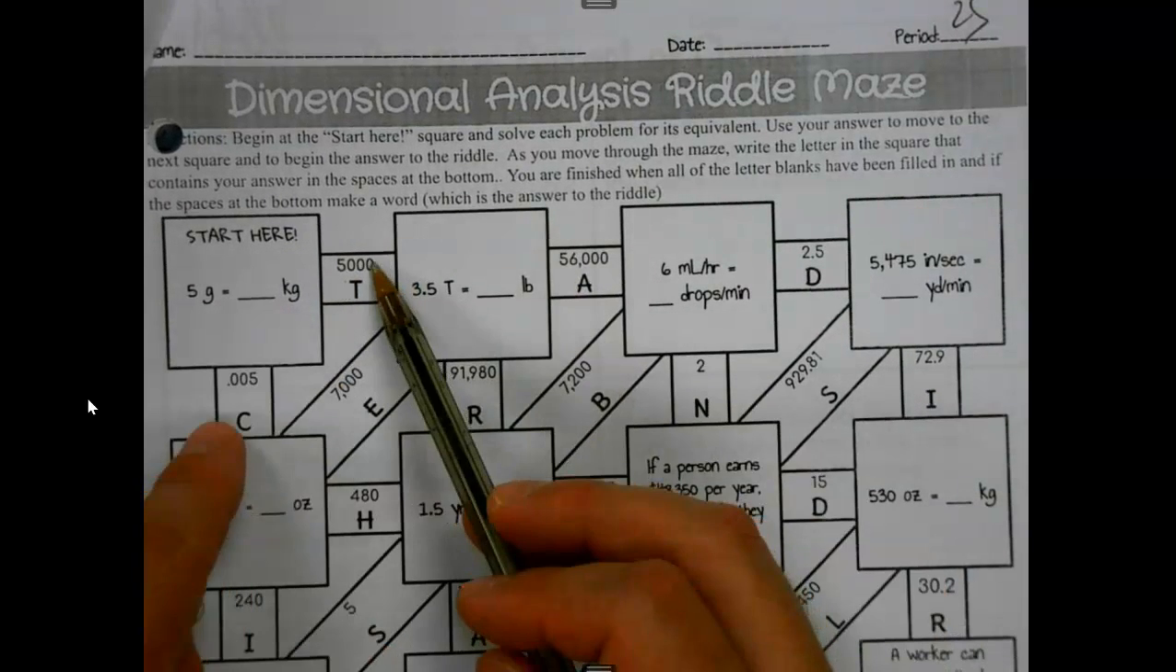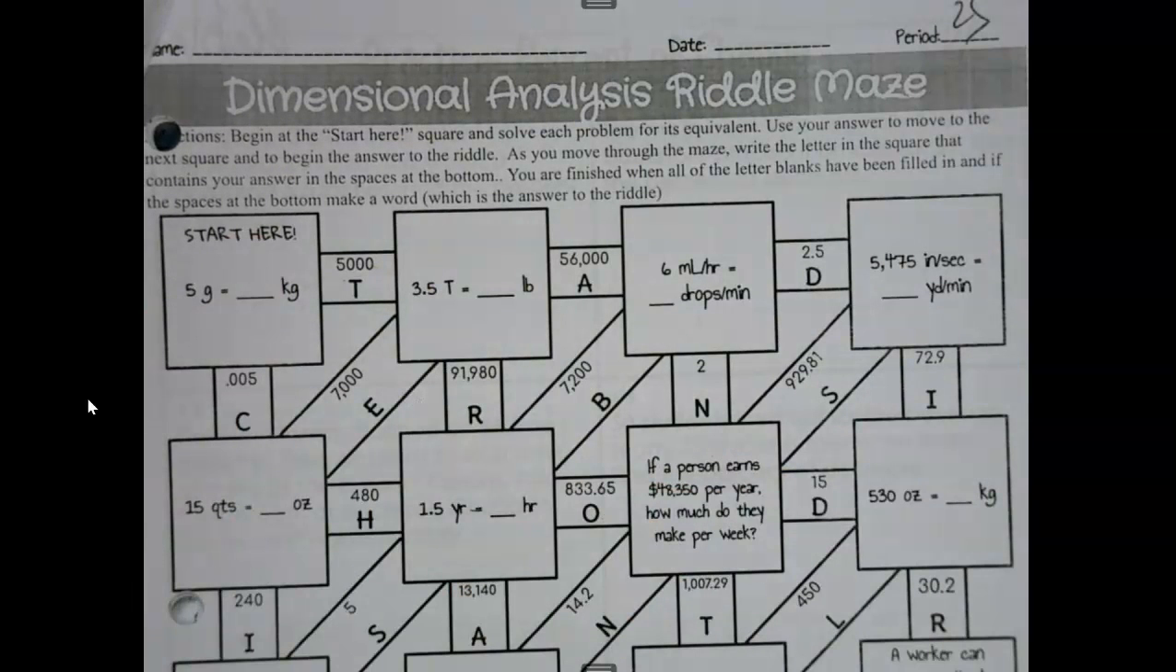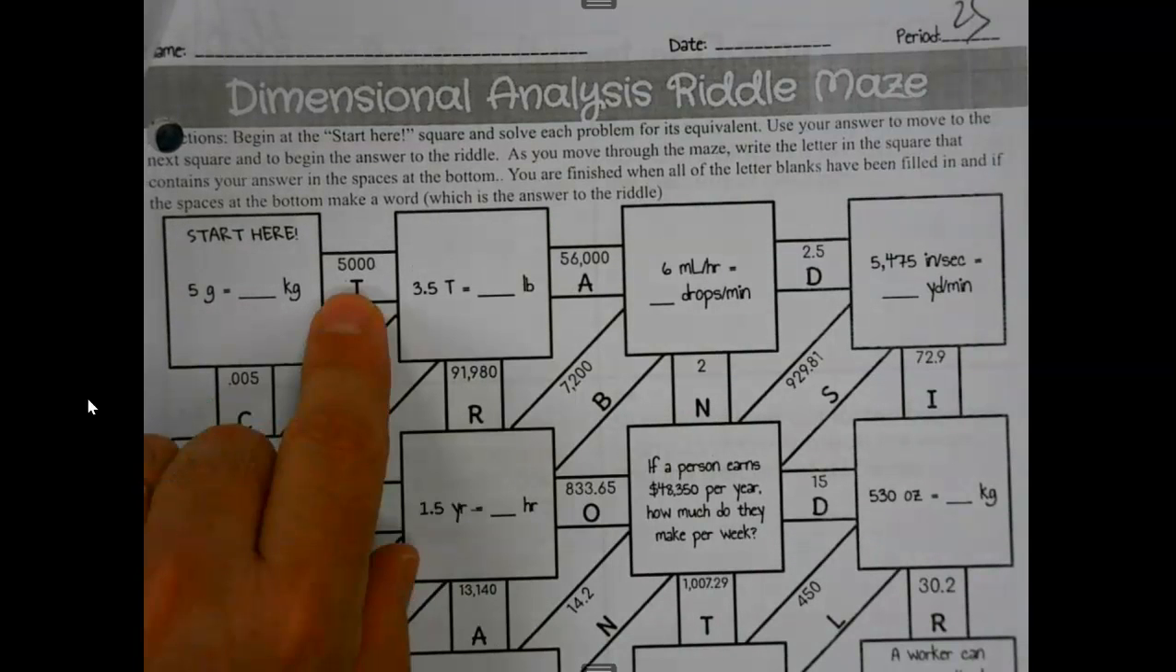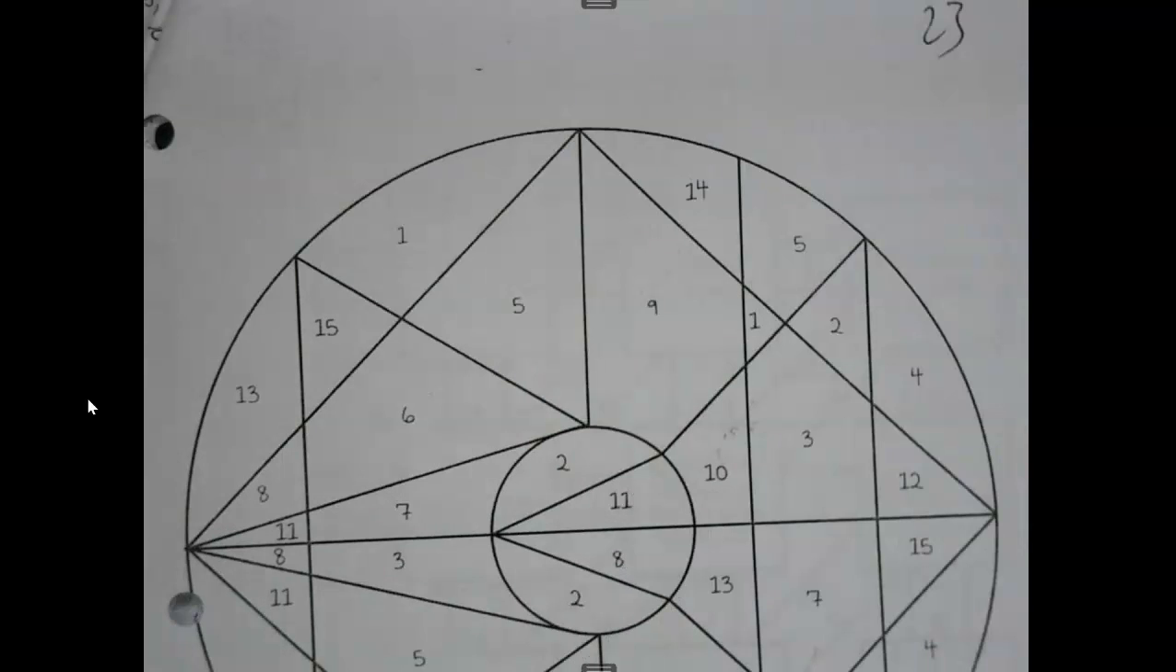So this first one would be 5,000 or 0.005. And you work your way through the maze until you get to the end, taking note of the letters as you go to solve the riddle. So if you're looking for something that has a little more interest to it, and you could actually get a riddle answer out of it, you could do that for some extra points as well.